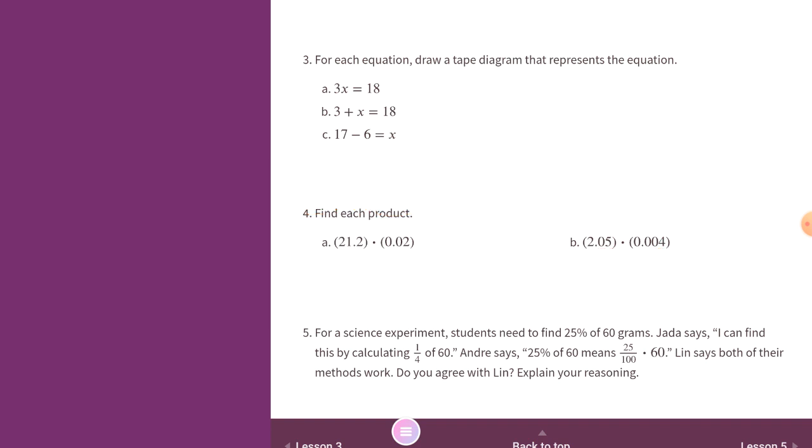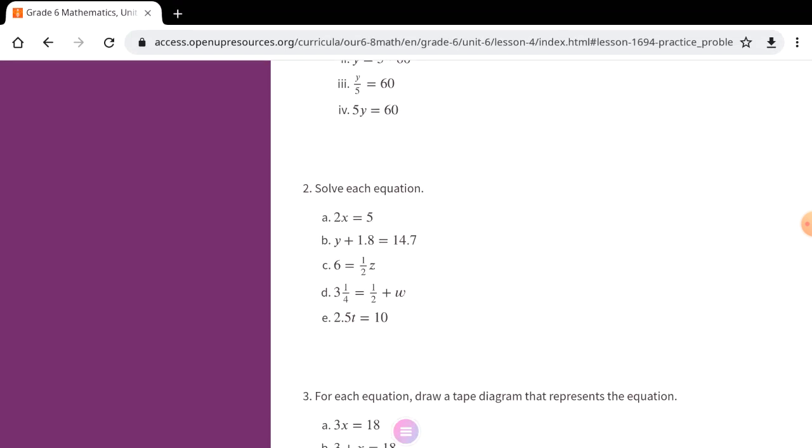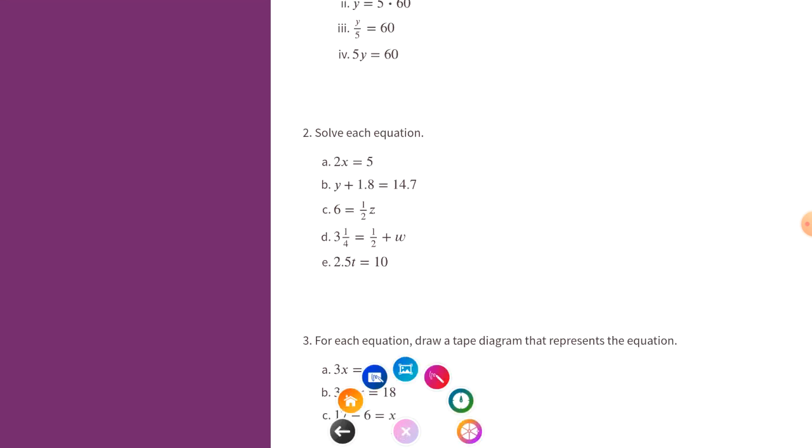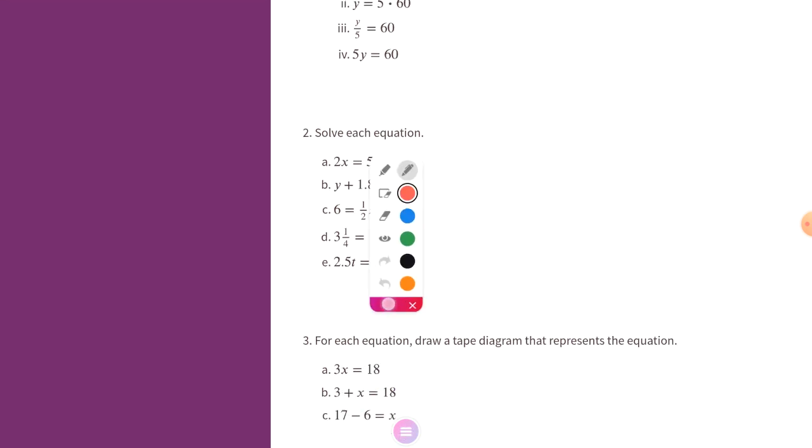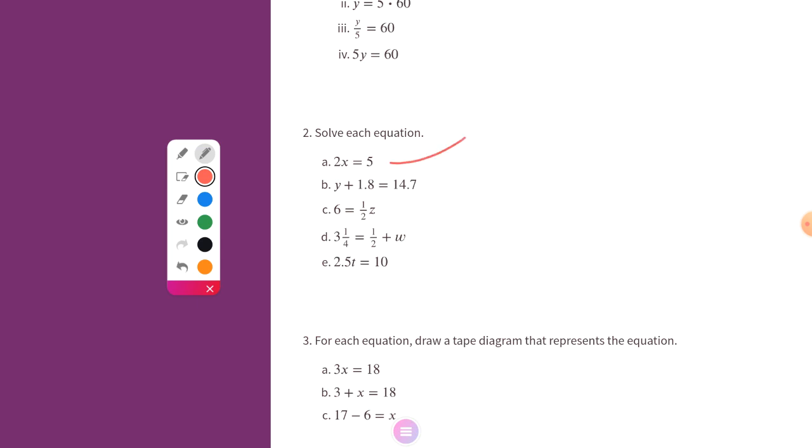Let's go back to number 2 very, very quickly. Oh, you had to solve. Okay. A would have been 2.5, because you had to take 5 divided by 2. For B, you would have had to take 14.7 minus 1.8. What is it? 12.9. Now, this next one is one people typically miss.